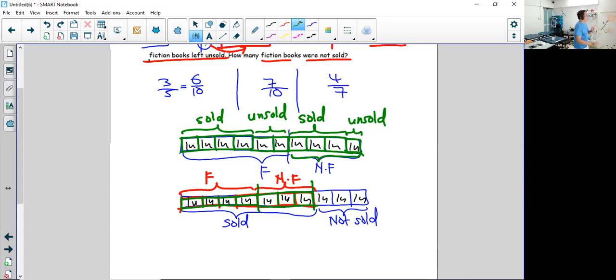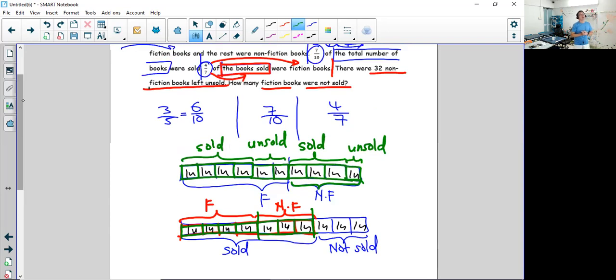So remember the number that we couldn't put, right? What's the number that we couldn't put? There were 32 non-fiction books left unsold. So where is that 32 that we can put inside the model? There were 32 non-fiction books that were left unsold. Isn't that over here, which is 1 unit? So you have 1 unit of 32 non-fiction books left unsold.